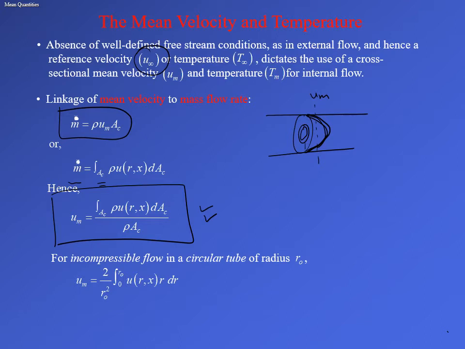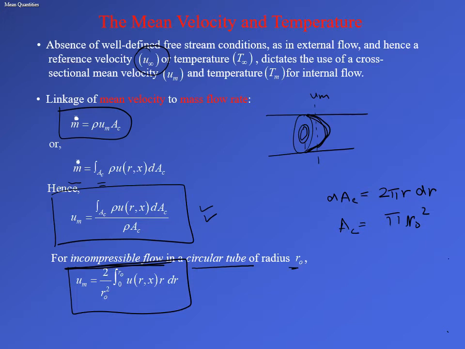This is true for any cross section and any kind of fluid. But if the flow is incompressible, and the cross section is circular of radius r naught, then if you substitute those, you can write your dAc as 2 pi r times dr. You can also cancel the rho in the numerator and denominator, and you can write the overall cross section Ac as pi times r naught squared. If you substitute these things, this is the expression for the mean velocity that you get. Okay, this is what we use to calculate the mean velocity in pipes or ducts.